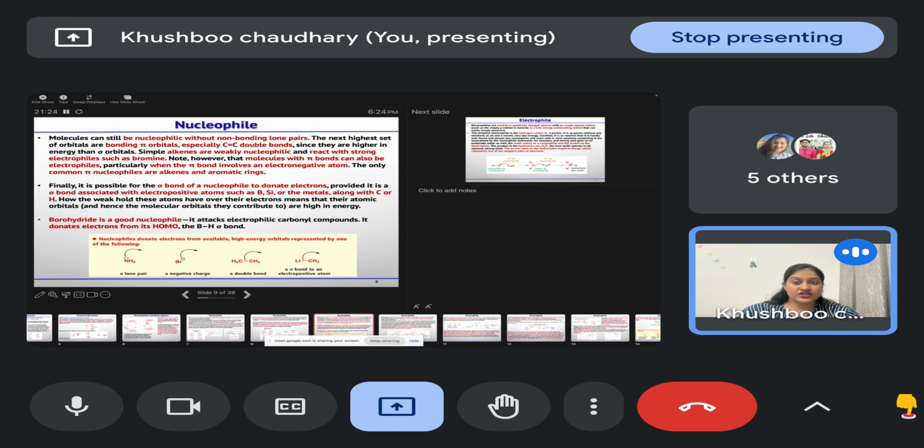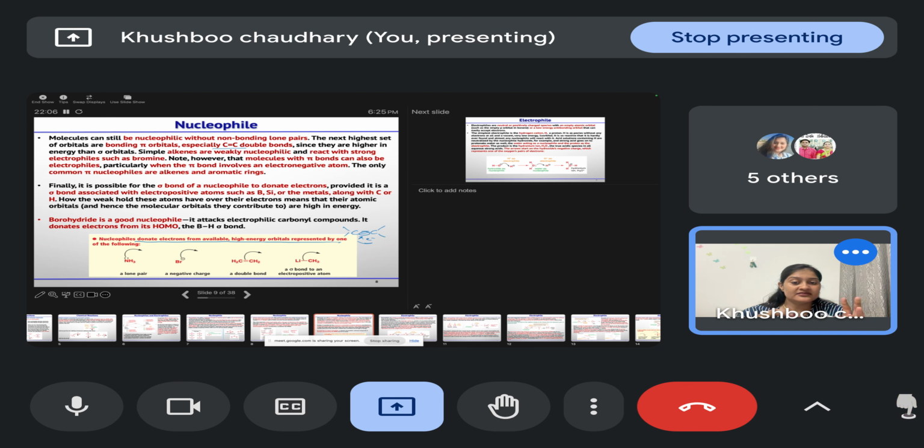Then nucleophiles can be alkenes also, where a carbon-carbon double bond, or pi bond, is present. So these pi electrons can act as electron donating species to react with any electrophile that wants electrons. So a nucleophile donates electrons from available higher energy orbitals represented by one of the following. It can be through the lone pair, through the negative charge, through the double bond, or through a sigma bond, where your sigma bond is formed between a carbon and a metal species.